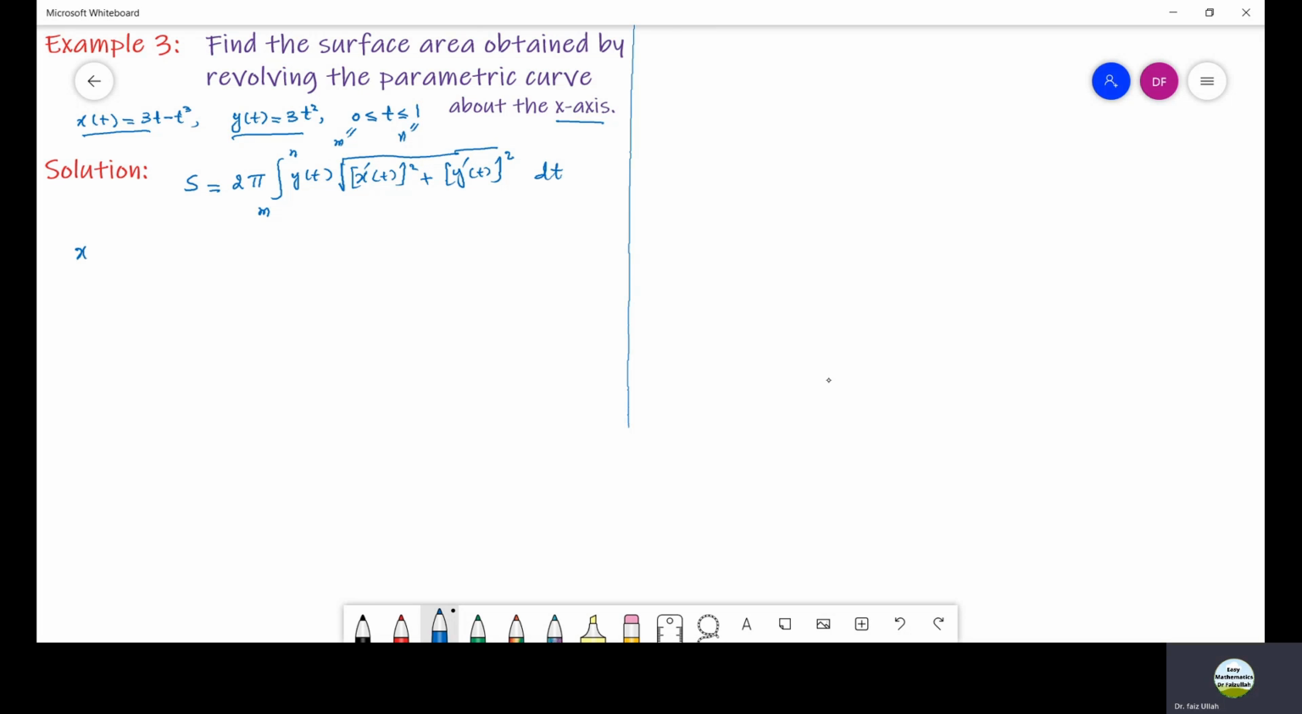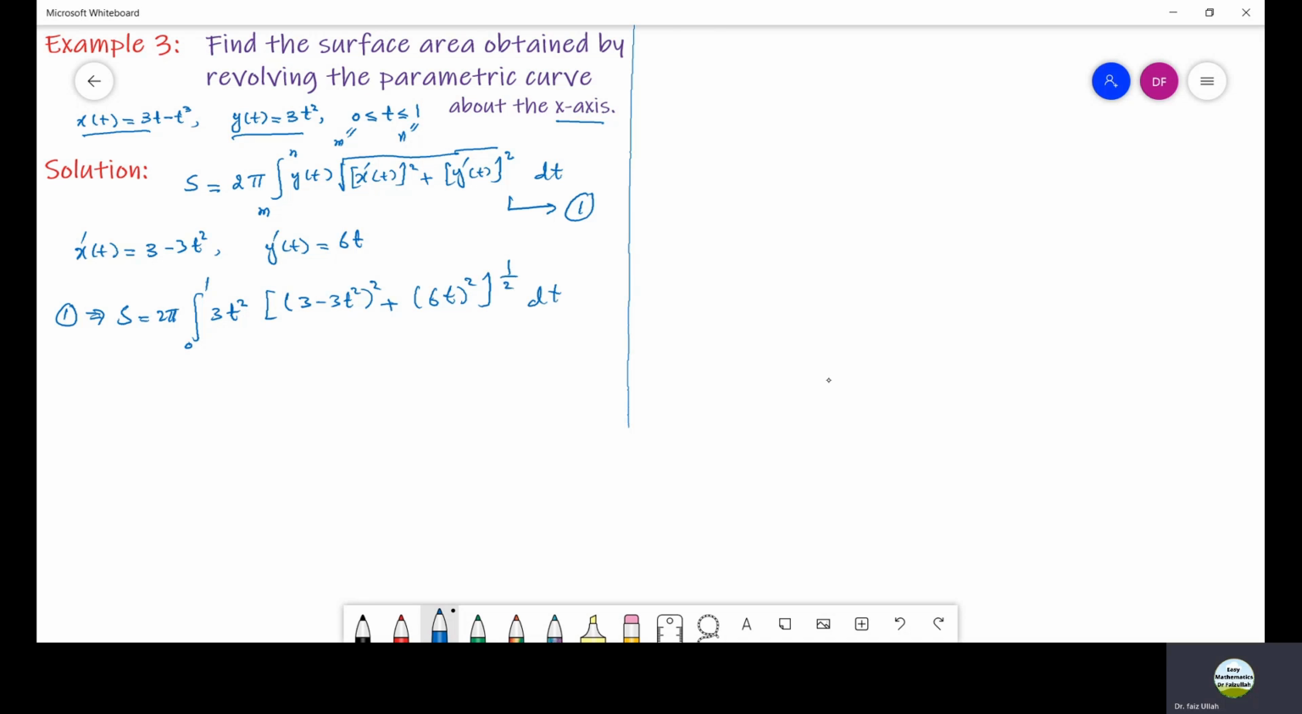So from x of t we can obtain x dash of t by differentiating it with respect to t. And from y of t we can obtain y dash of t, which is equal to 6t. Let us plug in these values in 1. So we have 1 implies s is equal to 2 pi, integration is from 0 to 1. y of t is 3t square, and now x dash of t, that is (3 minus 3t square) whole square, plus y dash of t, that is (6t) whole square, under the root into dt.